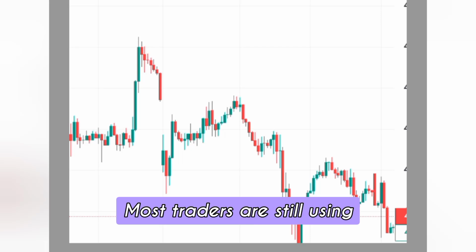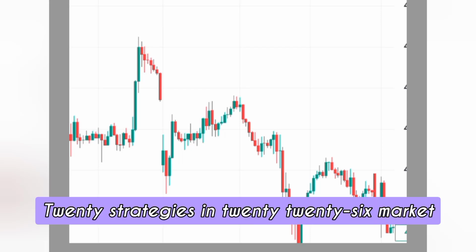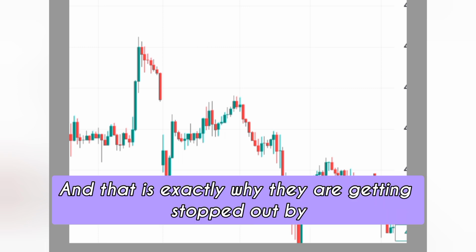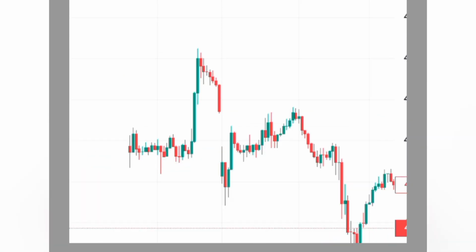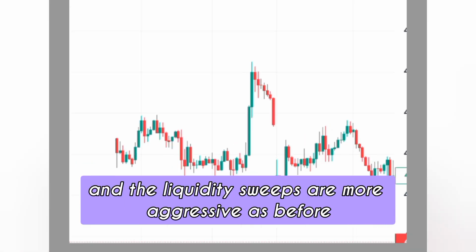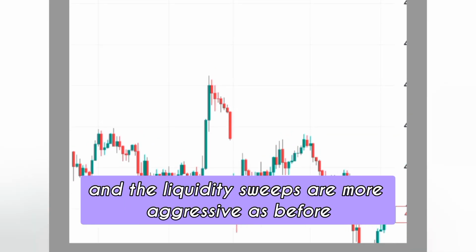Most traders are still using 2020 strategies in the 2026 market. And that is exactly why they are getting stopped out by gold. Gold has changed a lot. The volatility is higher and the liquidity sweeps are more aggressive than before.